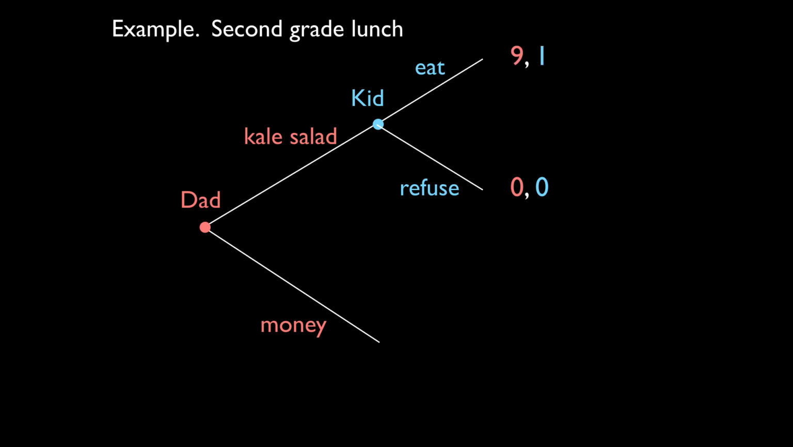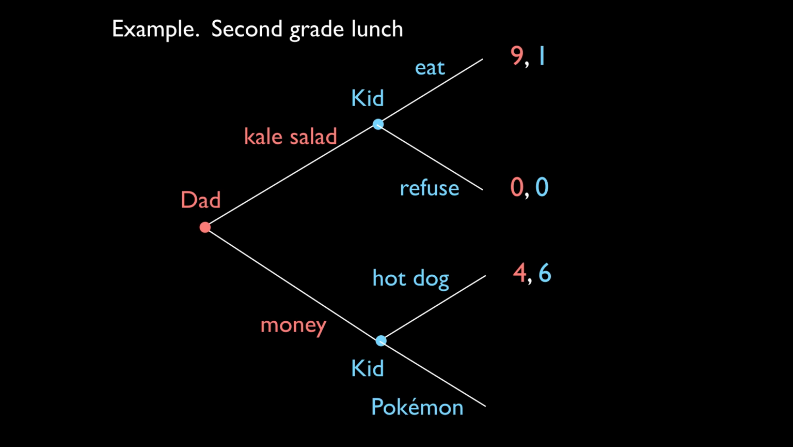For the kid, it's just barely better than not eating anything at all. It's pretty bad. How about money? If dad gives money, then the kid can either buy a hot dog, which is pretty good for the kid. The kid likes it 6, and the dad thinks, well, at least the kid's eating something. But even worse, the kid could buy a Pokemon card. That's actually the best thing for the kid, and totally the worst for the dad, because not only is the kid not eating, the kid is wasting money. Does that make sense?